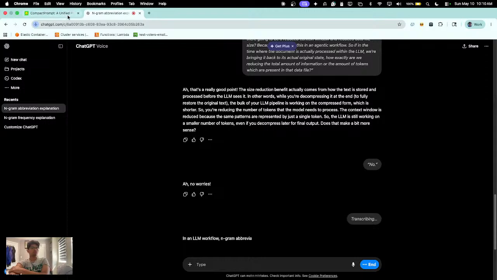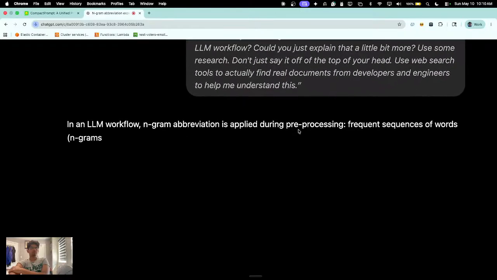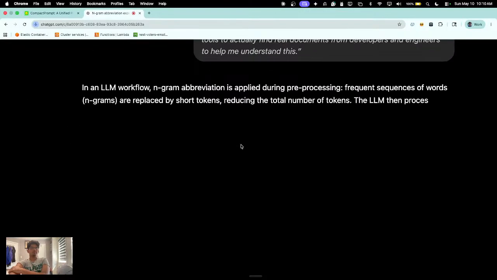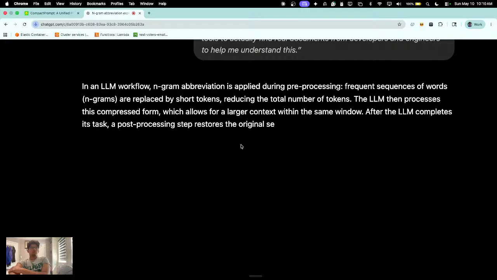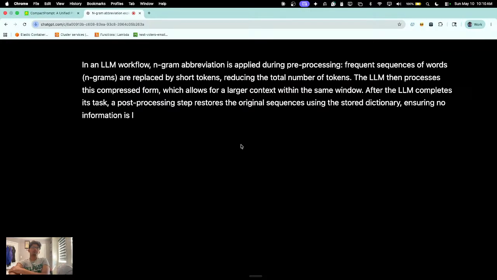In an LLM workflow, ngram abbreviation is applied during pre-processing. Frequent sequences of words, ngrams, are replaced by short tokens, reducing the total number of tokens. The LLM then processes this compressed form, which allows for a larger context within the same window. After the LLM completes its task, a post-processing step restores the original sequences using the stored dictionary, ensuring no information is lost.